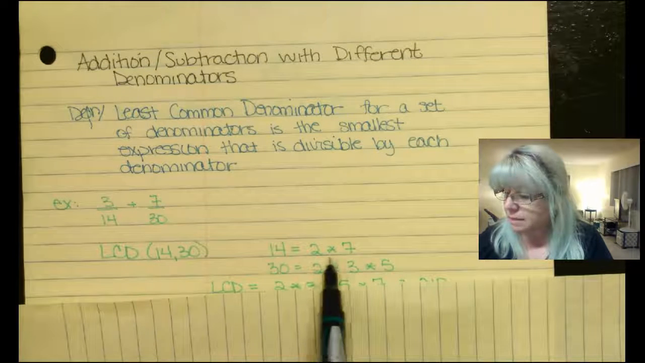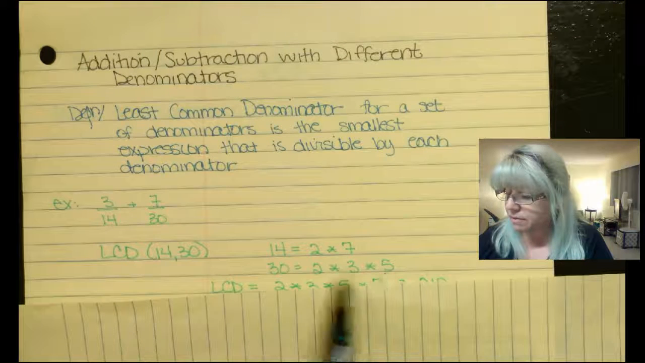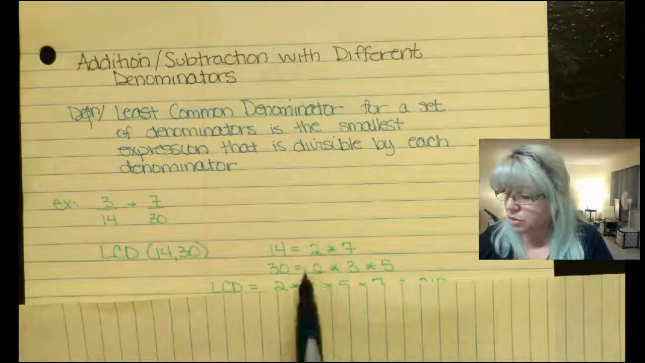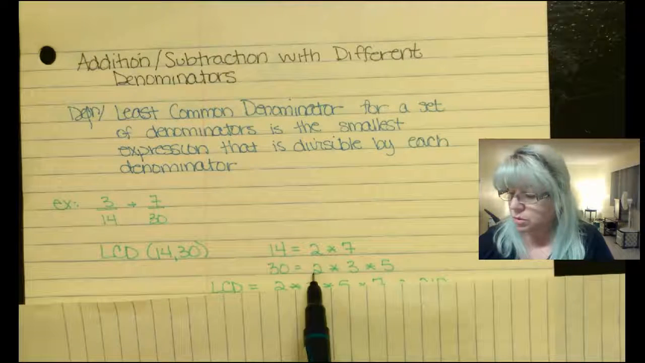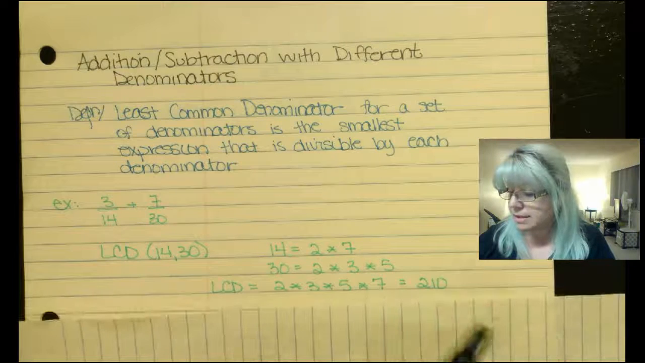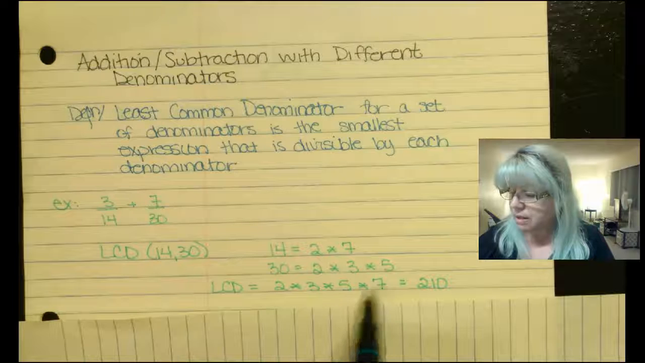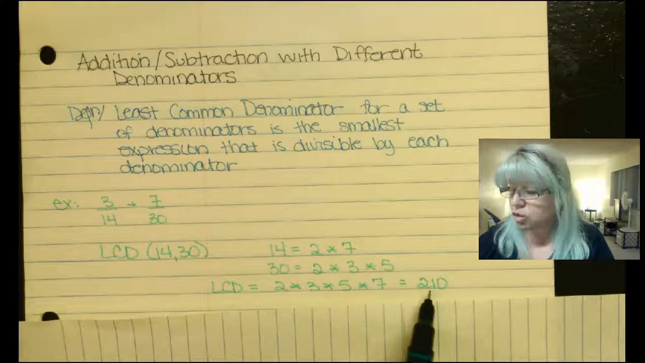14 is 2 times 7. 30 is 2 times 3 times 5. They each have the 2. So I do need the 2. And then I need everything that they don't have in common. So the LCD is going to be 2 times 3 times 5 times 7, in other words, 210.